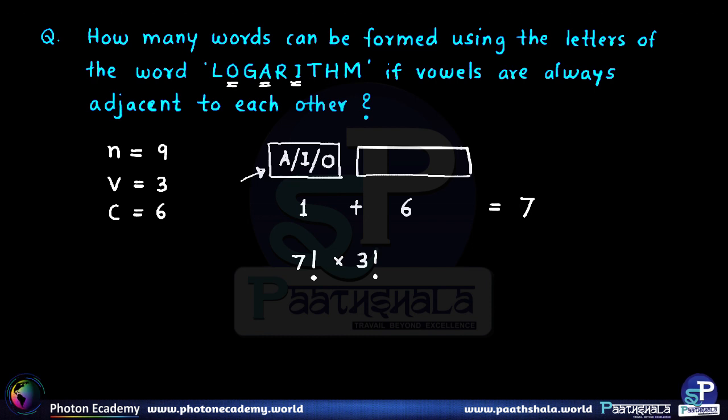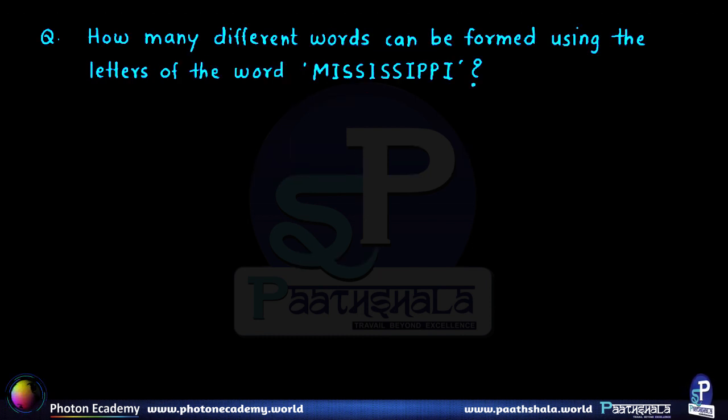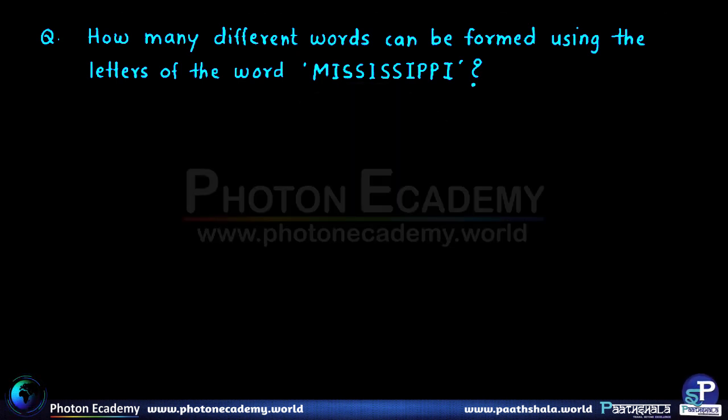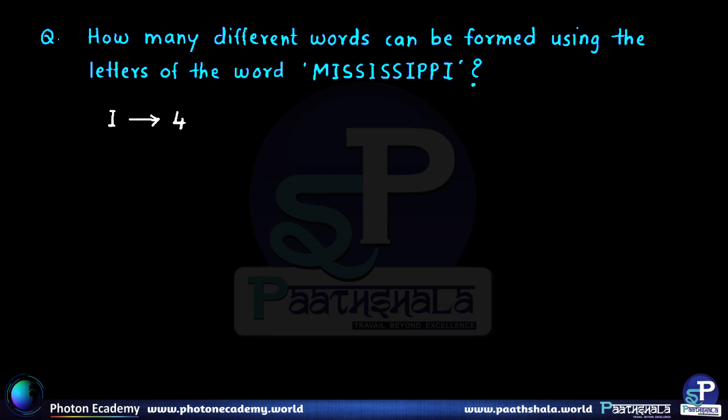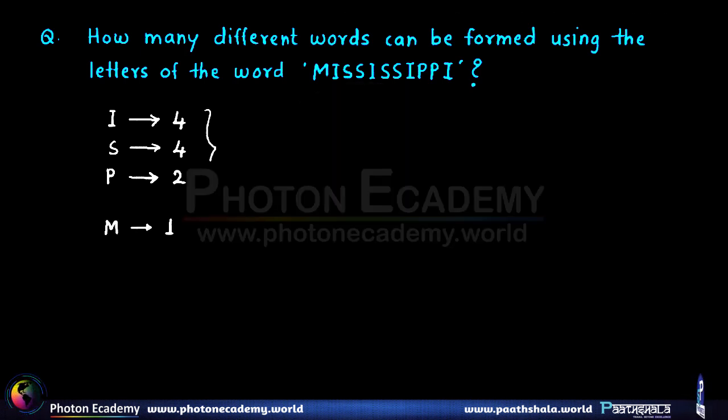Let's go on to the next question. How many different words can be formed using the letters of the word Mississippi? Now here if you observe, there are a lot of letters which are repeating. Specifically, the letter I is repeating 4 times, and so is the letter S, which is also repeating 4 times. Then the letter P is repeating 2 times and M is coming only once.